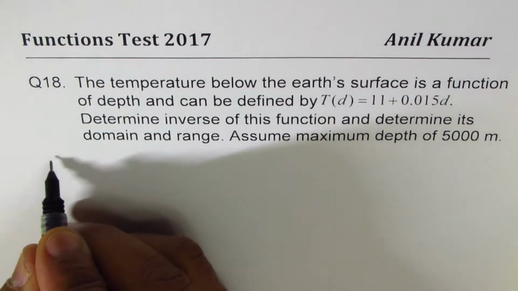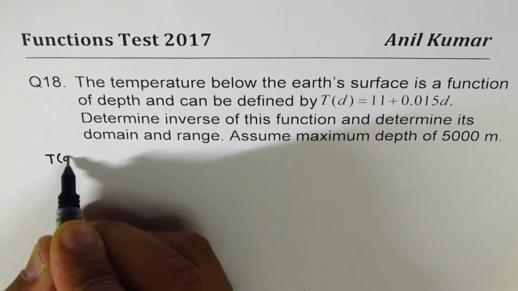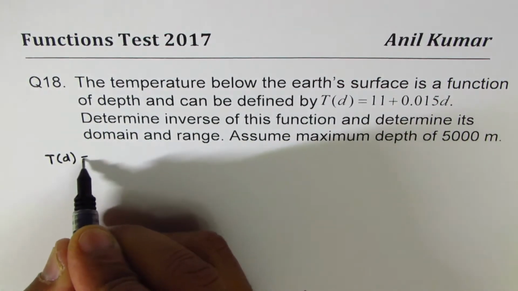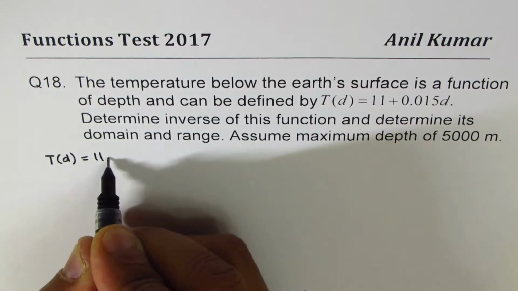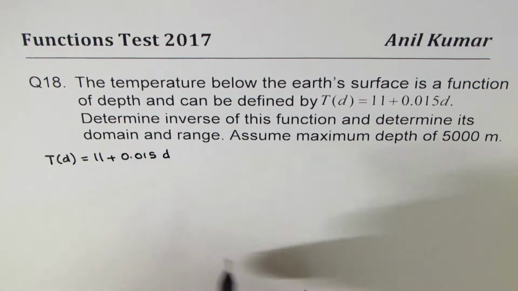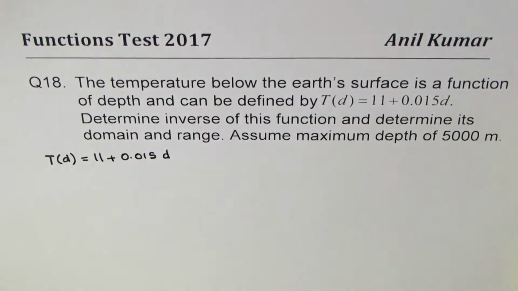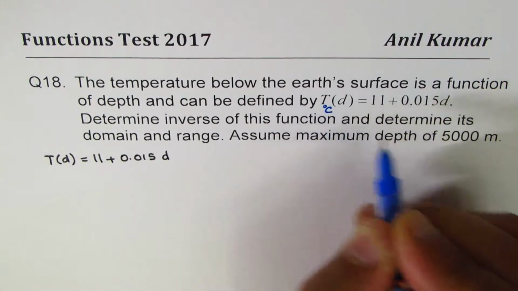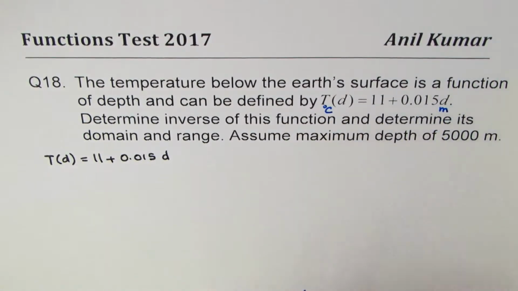Now, the function given to us is temperature as a function of depth equals 11 plus 0.015d. Here the units are degrees centigrade for temperature, and d is in meters.